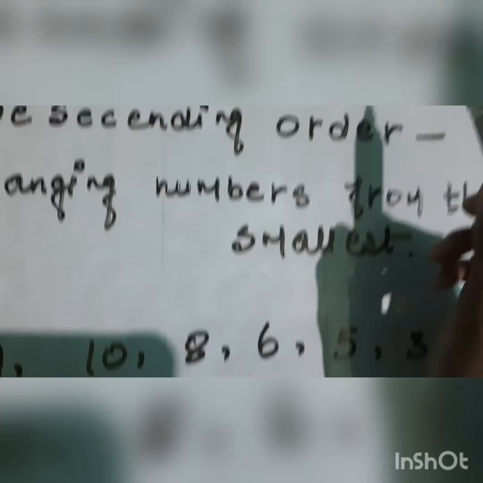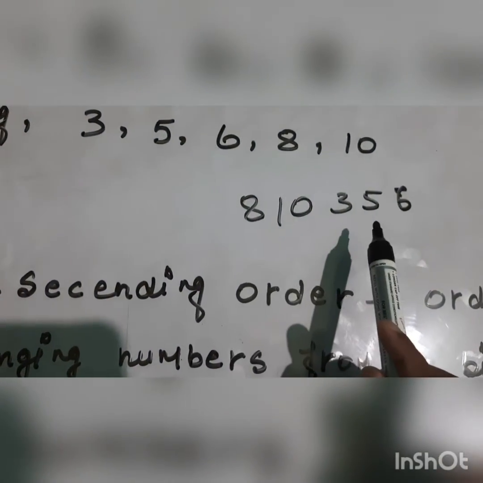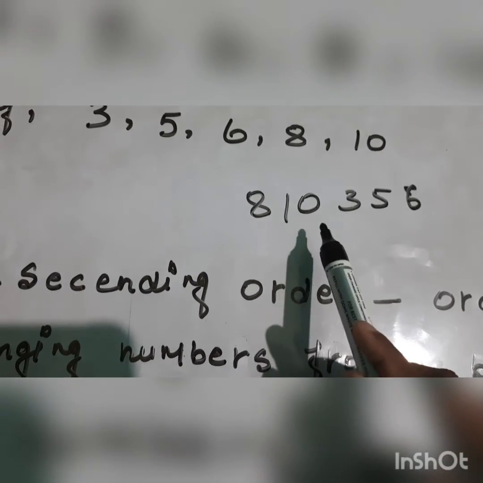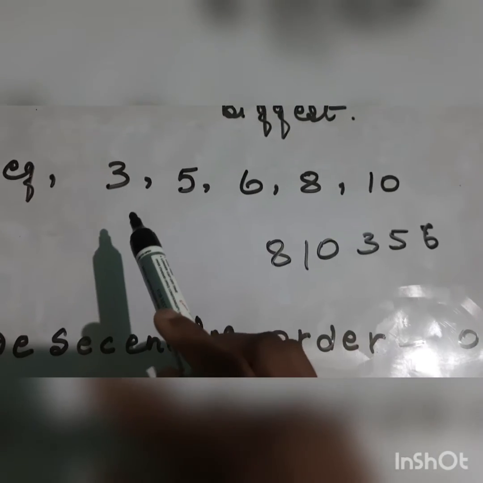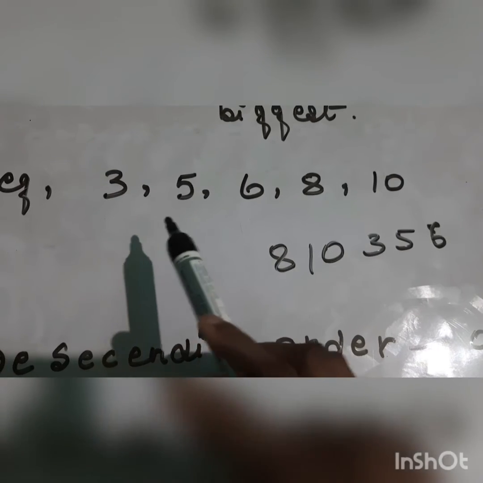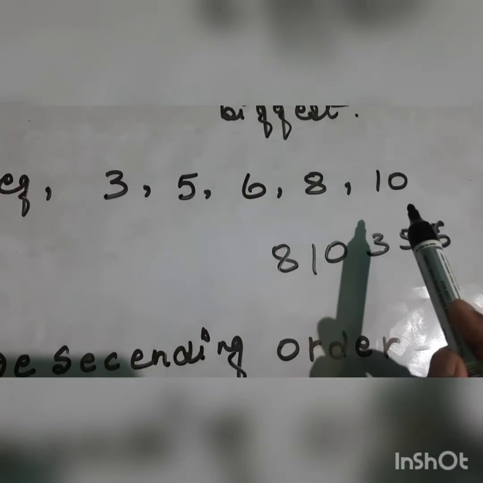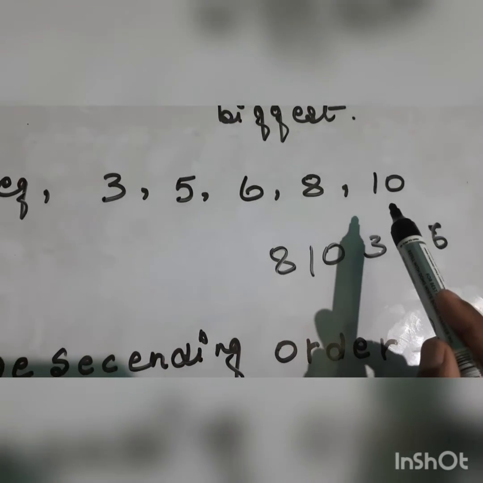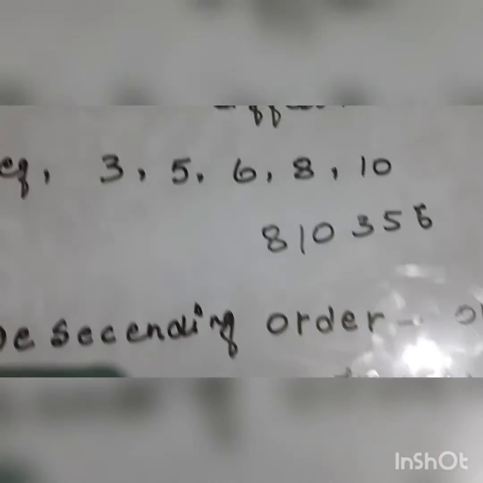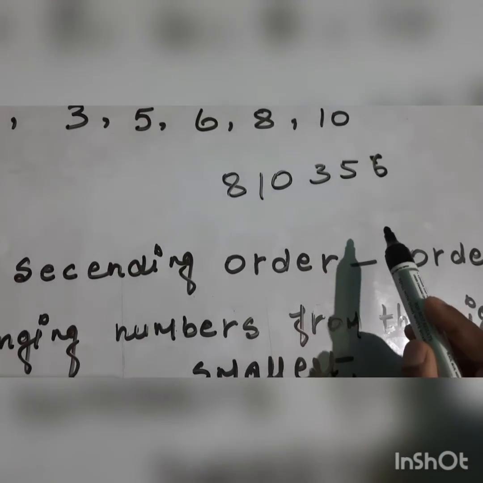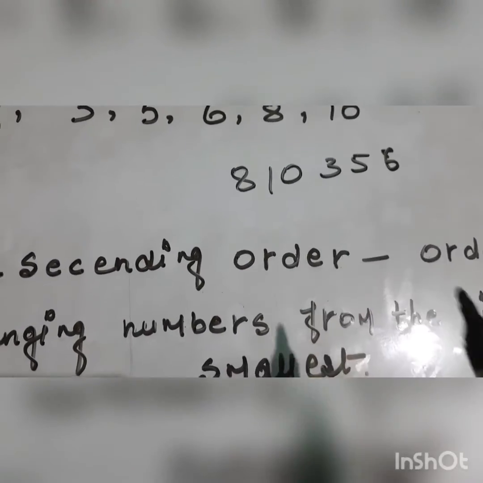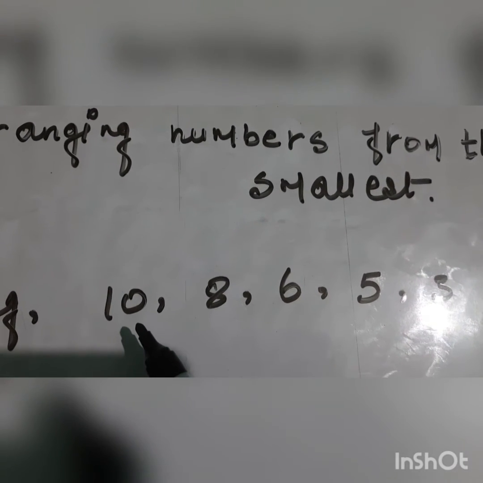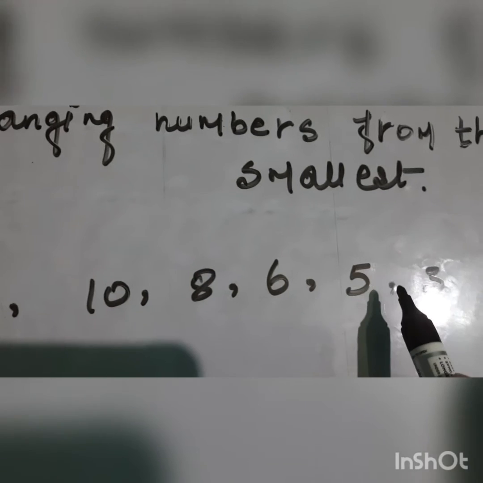Take the same example, the jumbled numbers. In ascending order you have arranged them from smaller to bigger: 3 is first, then 10 is the biggest number, which will come at the end. Now if you are going to arrange that same jumbled set in descending order, how are you going to write it down? 10 is a 2-digit number and these are all 1-digit numbers.